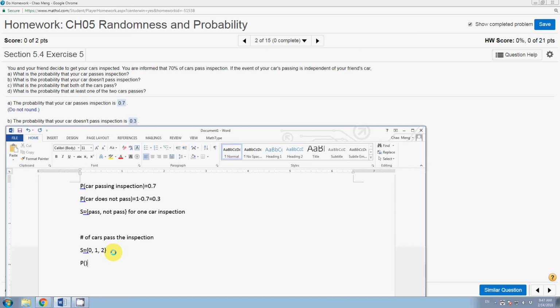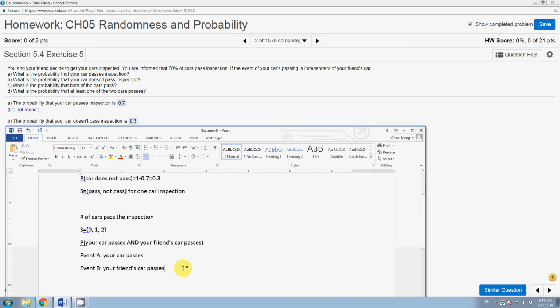So what we want to calculate is the probability that your car passes and, let me highlight this, and your friend's car also passes. Okay. So there are two events. Event A is your car passes, and event B is your friend's car passes. And we know that those two events are independent.